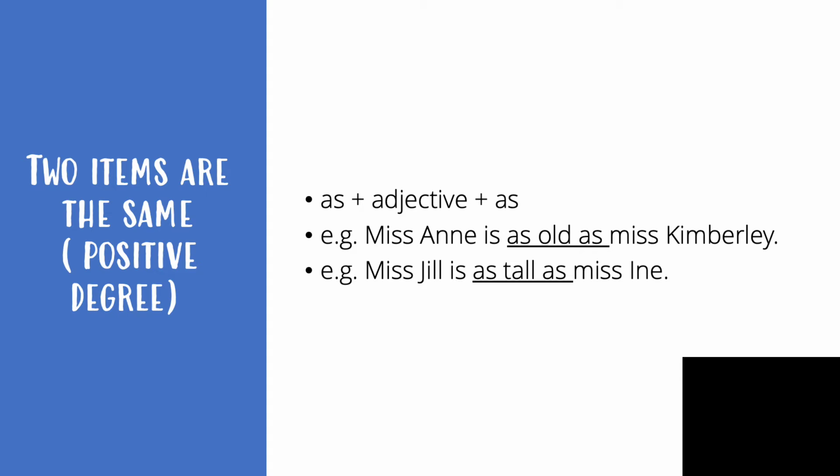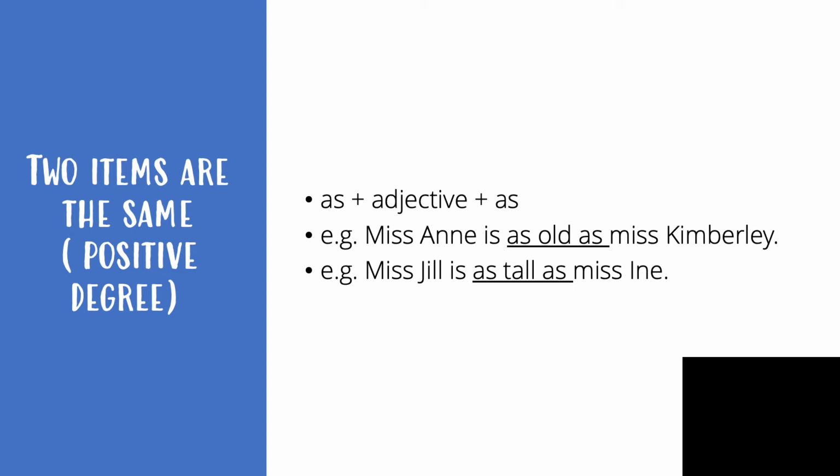First, let's talk about the first one, which is the positive degree. The positive degree means that two things are the same. For example, Miss Anne is as old as Miss Kimberly, which means that they have the same age. Ze zijn even oud als elkaar. Or Miss Jill is as tall as Miss Ine. Mevrouw Jill is even groot als mevrouw Ine. Dus die zijn bijvoorbeeld allebei 1,64 meter. Ze zijn gelijk.